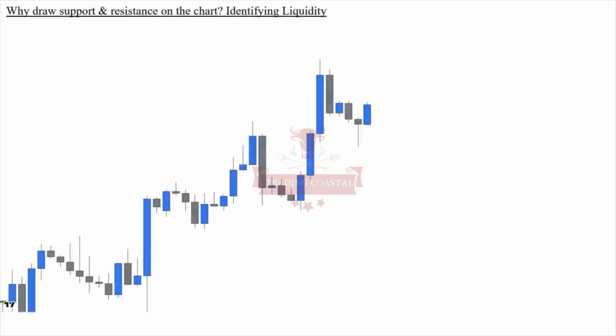Number 3. Identifying liquidity. We know for a fact that when the price reaches the support and resistance levels, the price action traders look for trading opportunities. Break and retest traders will buy this pair if they see a sign of rejection in the zone. They will put their stops below this level, predicting upward continuation.